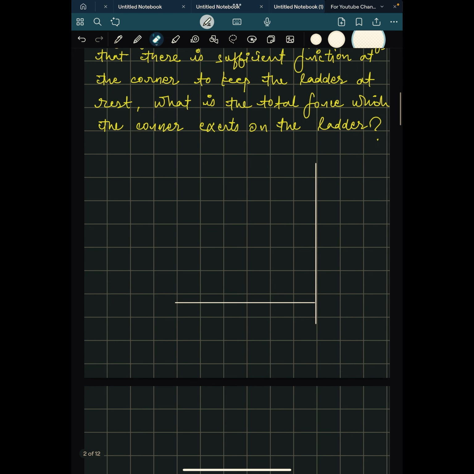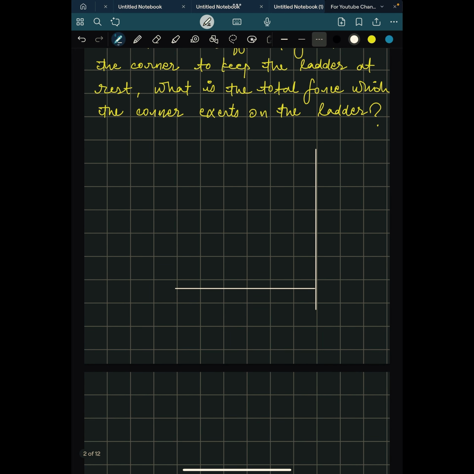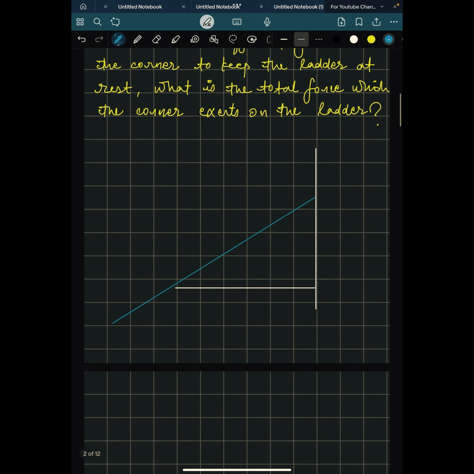Okay, first things first, let us draw the free body diagram of the problem. There is a ladder which is leaning against a frictionless wall such that a quarter of its length is lying outside the surface. Now let's label this length, which is actually L by 4.